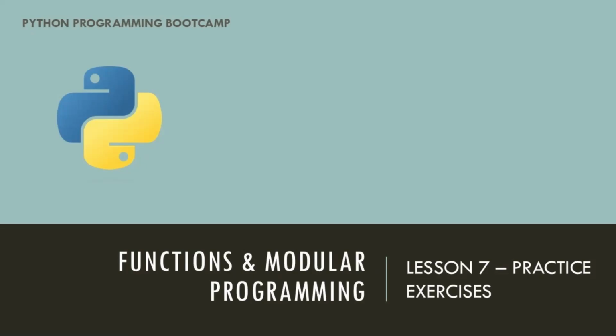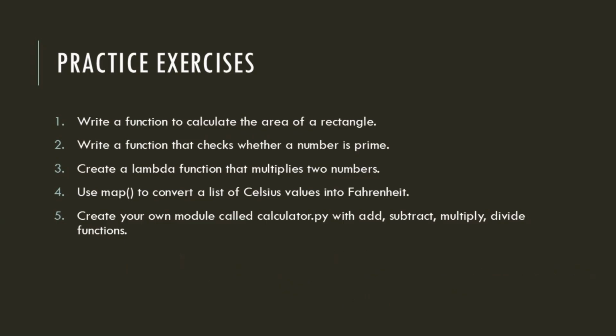Try these exercises. First, write a function to calculate the area of a rectangle. Second, write a function that checks whether a number is prime. Third, create a lambda function that multiplies two numbers. Fourth, use map to convert a list of Celsius values into Fahrenheit. Fifth, create your own module called calculator.py with add, subtract, multiply, divide functions. These exercises help you apply everything you learned.